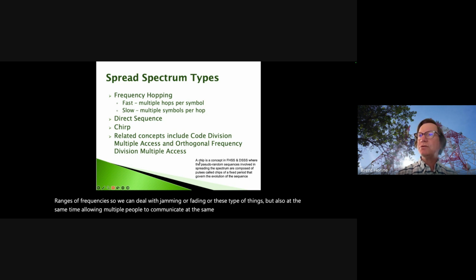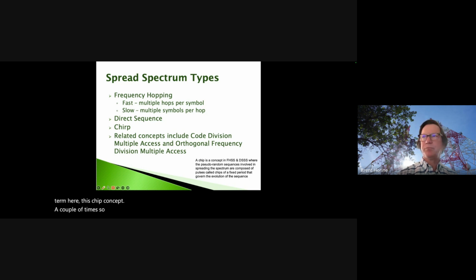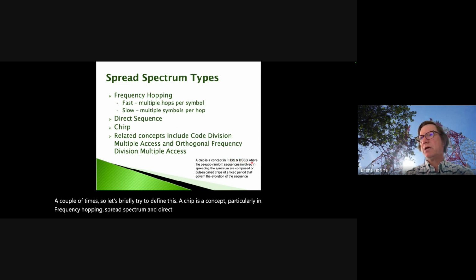All right, so I've used this term here, this chip concept, a couple of times. So let's briefly try to define this. A chip is a concept, particularly in frequency hopping spread spectrum and direct sequence spread spectrum, where the pseudo-random sequences involved in spreading the spectrum are composed of pulses called chips of a fixed period that govern the evolution of the sequence.